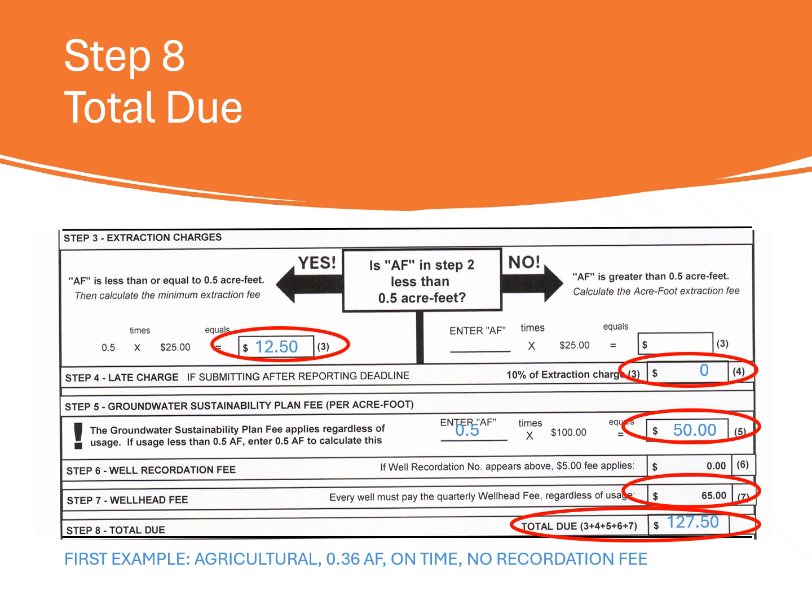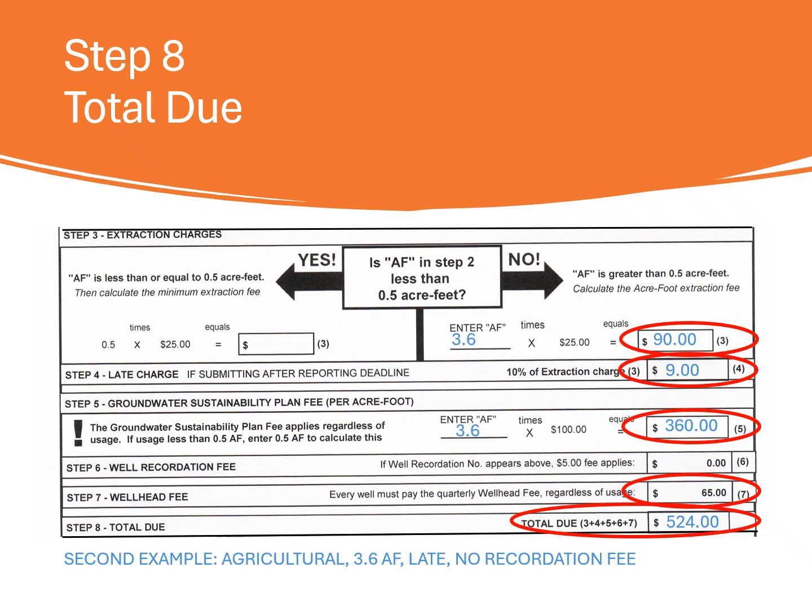From the first example, the agricultural well had 0.36 calculated acre-feet, but must use 0.5 as the minimum. Since it's an agricultural well, the GSP fee applies. There is no late fee, no recordation fee, and the wellhead fee has been applied. In the second example, this is an agricultural well with 3.6 acre-feet of usage. The statement is late. The GSP fee applies. There is no recordation number, and the wellhead fee has been applied.